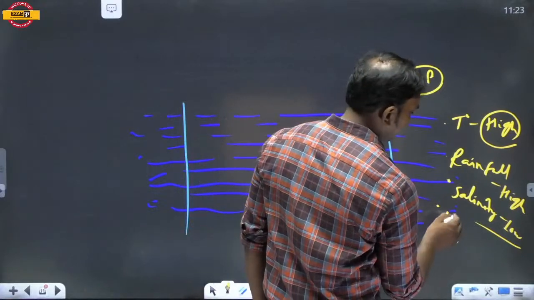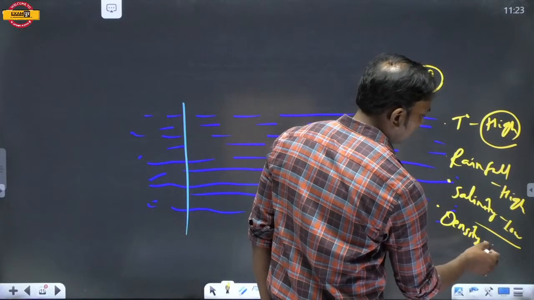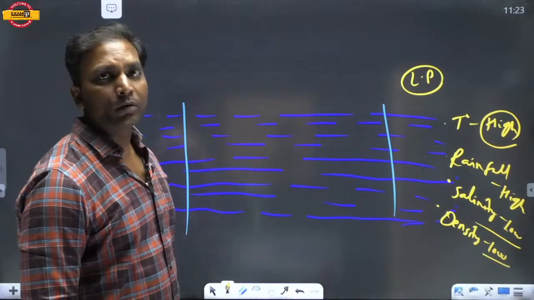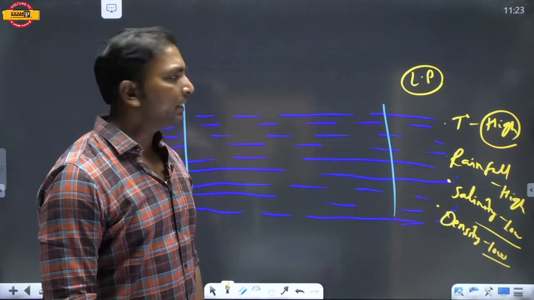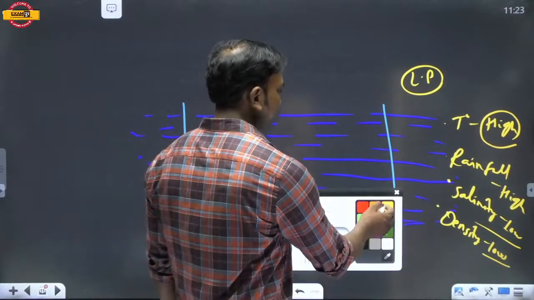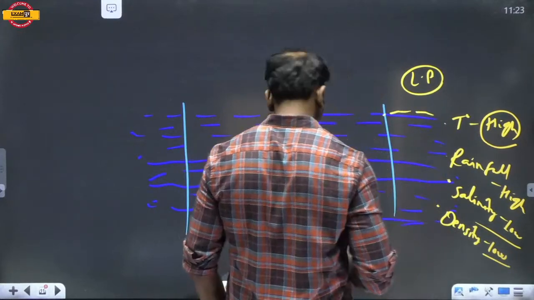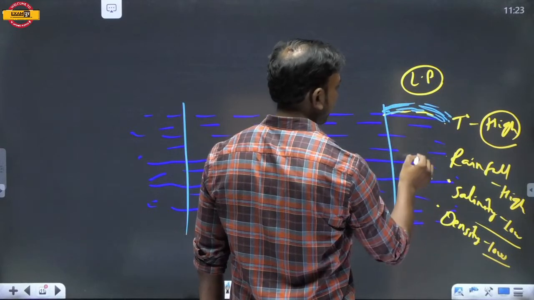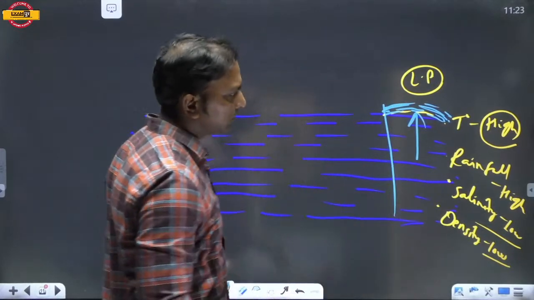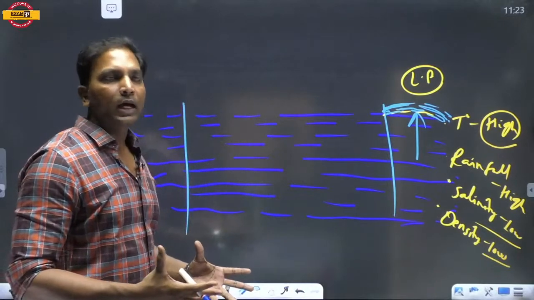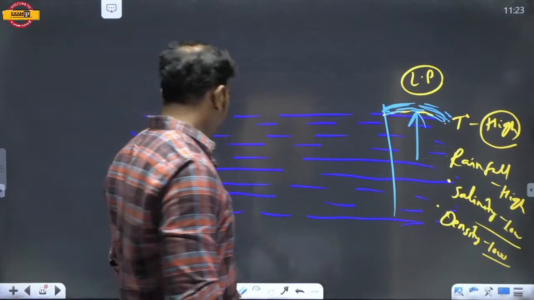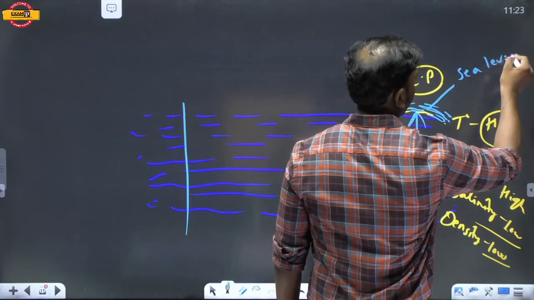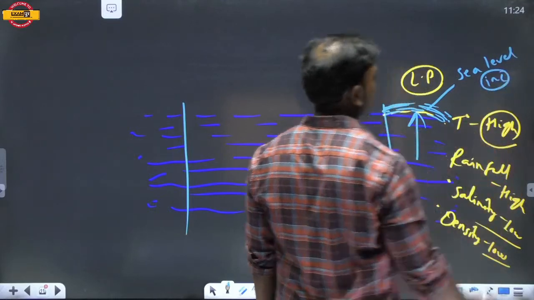So now the density is low also. Because of the less salinity, the sea level rises here. At this side, the sea level rises because the air is moving upwards and it has created low pressure. So the sea level rises. Sea level increases at this junction.